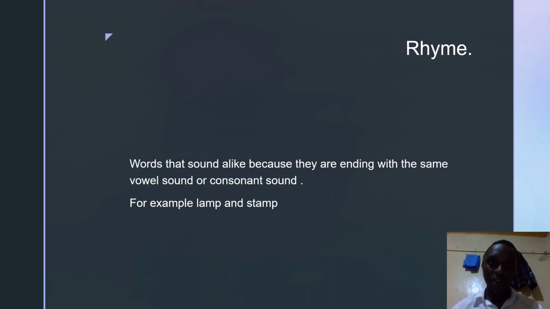Let's go to rhyme. Rhymes are words that sound alike because they end with the same vowel sound or consonant sound. For example, lamp and stamp. So here the P or the MP sound is repeated, so it's giving us the rhyme.